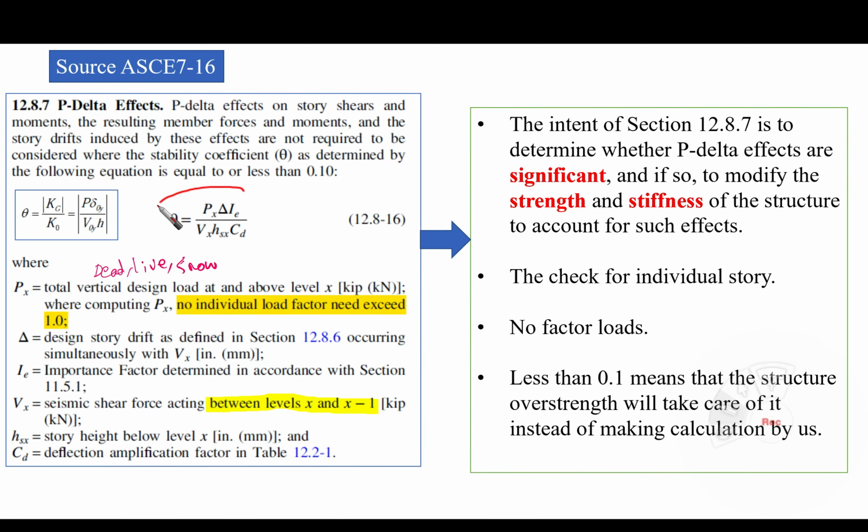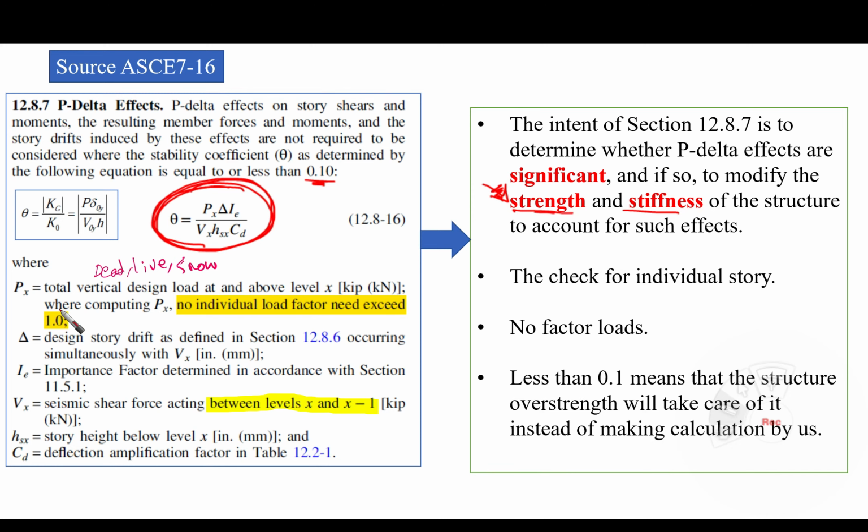So this equation is a limit for us. We are going to obtain the value of the stability coefficient to compare it with the minimum. If it's less, then the P-delta effects are not significant, but they are existent, and overstrength will take care of it. But if it's larger than 0.1, then in this case we need to adjust the strength and stiffness of the structure to account for such effects.